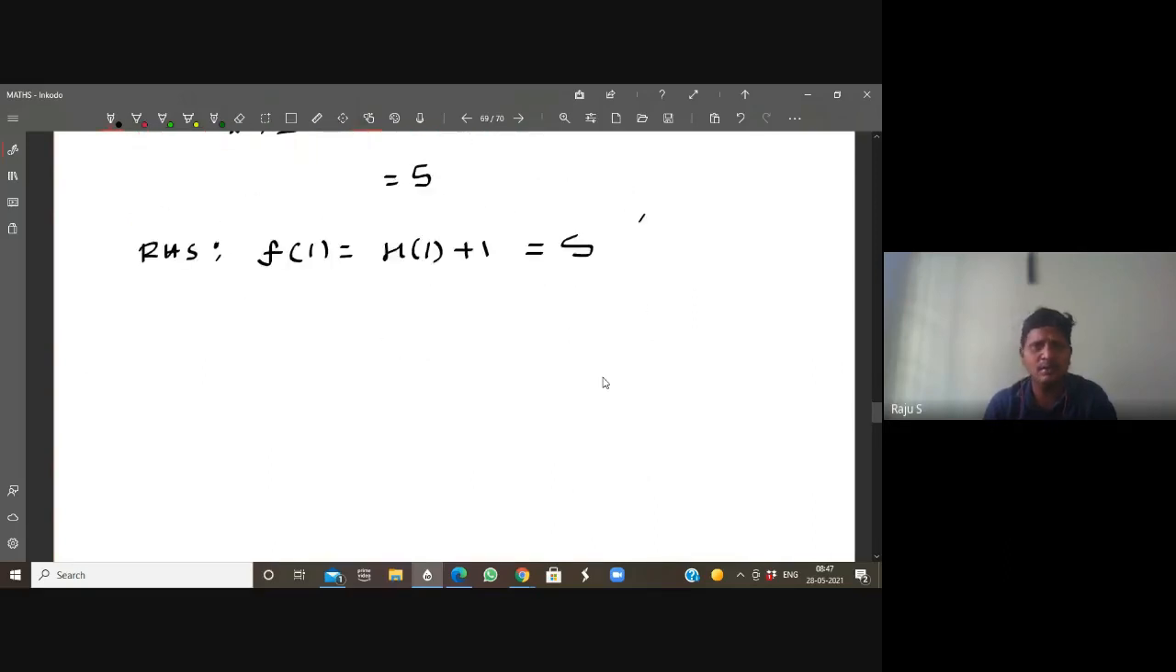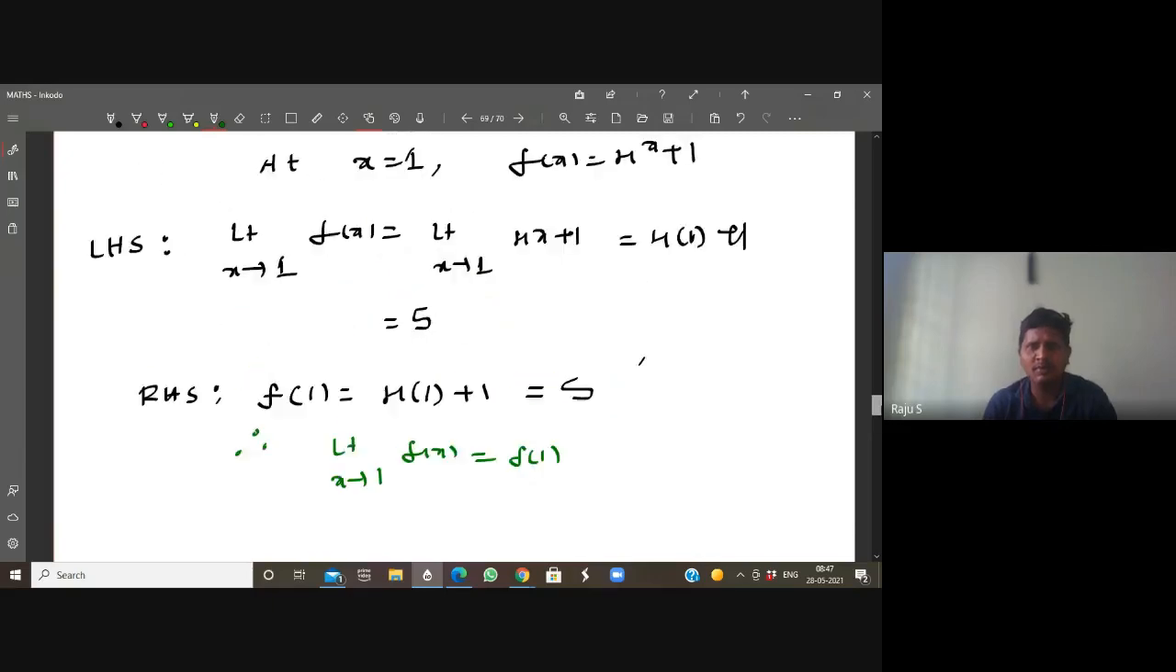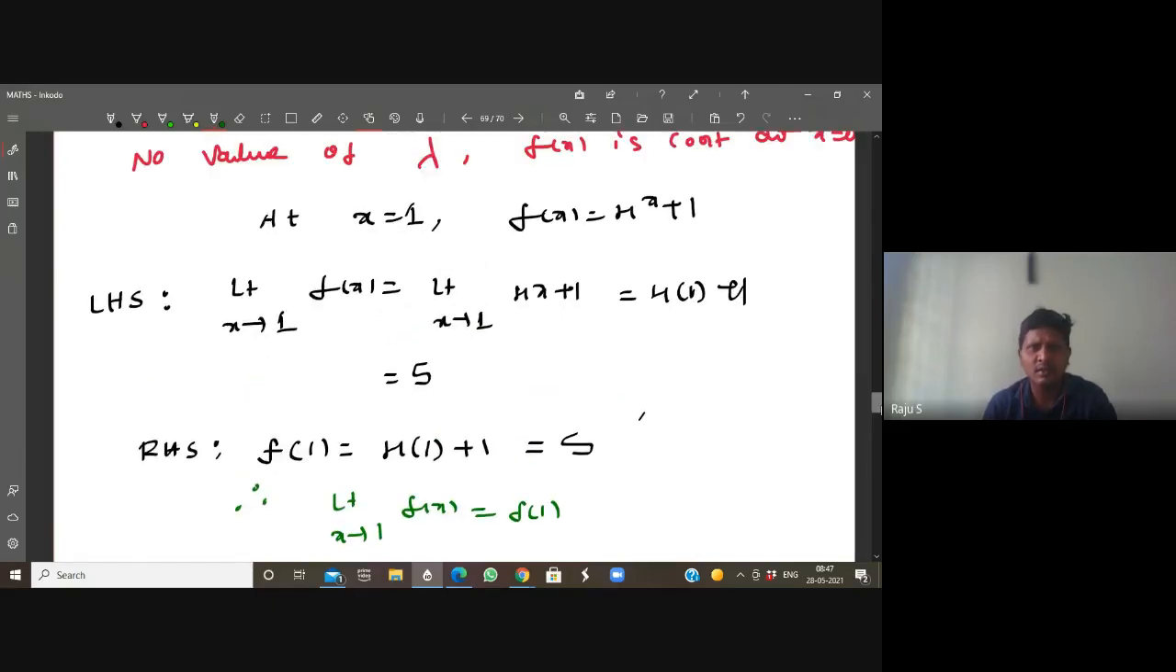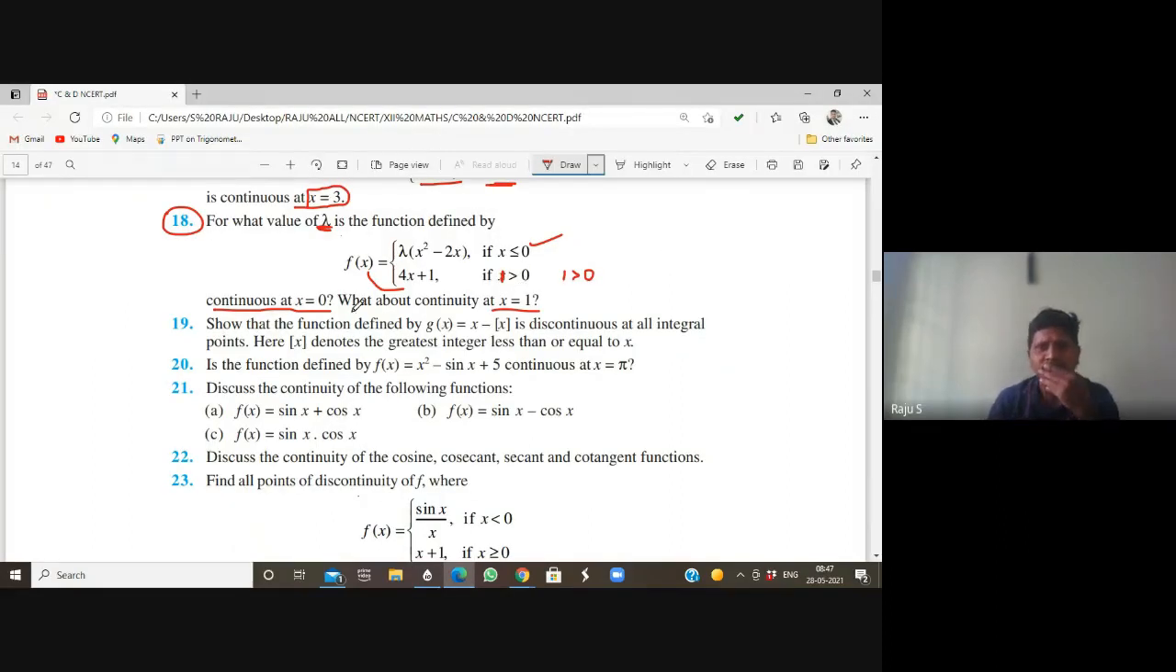Therefore, what do you observe here? Therefore, limit x tends to 1 of f of x is equal to f of 1. Hence, it is continuous at x equal to 1. Because there is only one function for x greater than 1, at x equal to 1. Only one function. Is it clear? So clearly it is continuous at x equal to 1.